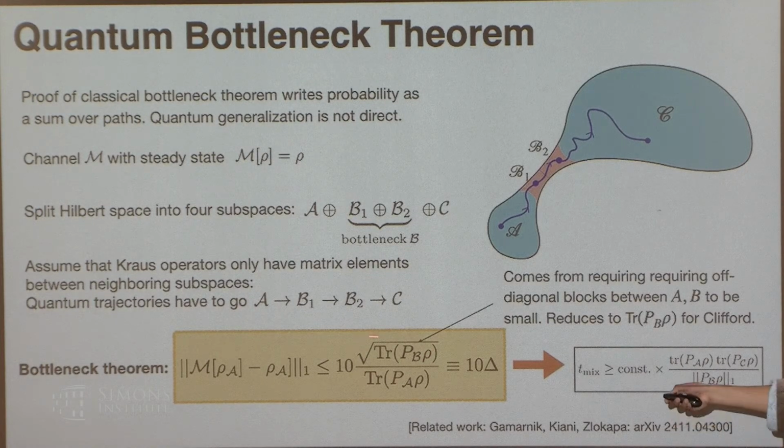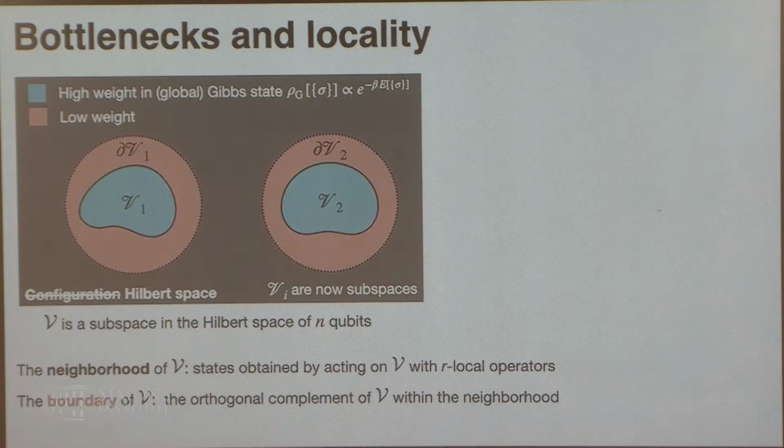One technical comment is there's a square root here, which wasn't there previously. This comes from, now I'm talking about density matrices with off-diagonal components that live in A and B. So you want the off-diagonal blocks between A and B to also be small. But if you have some kind of more classical-looking dynamics like Clifford, then this reduces to the case with no square root.